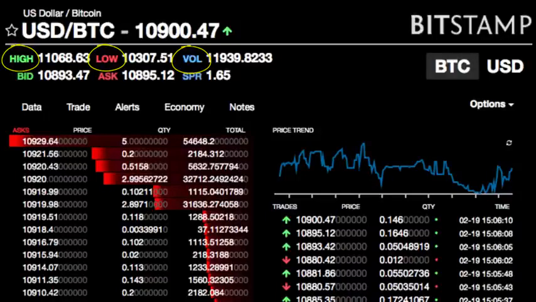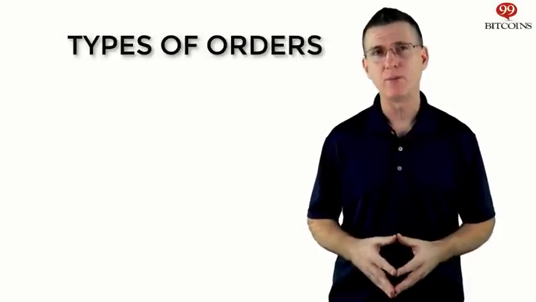So now, you know most of the terms you'll encounter on the average exchange. It's time for us to move on and go over the types of orders that you can place on an exchange. There are three types of orders.